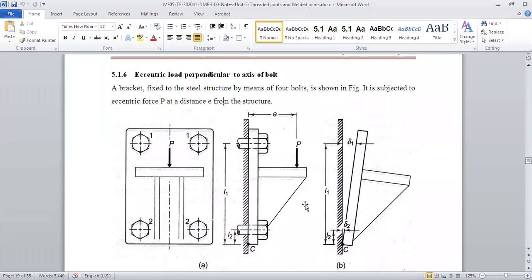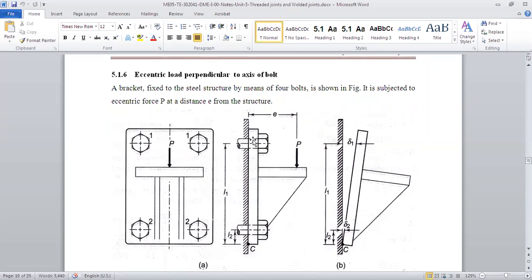It is a straightforward problem. Similarly, another type, eccentric load, where the load is parallel to the axis of the bolt. Now, instead of this, assume this is the load. The load is acting here. It is trying to pull in this direction. So that time, what kind of stresses will be there? It will have direct tensile stress, and tensile stress because of the stretching, right?